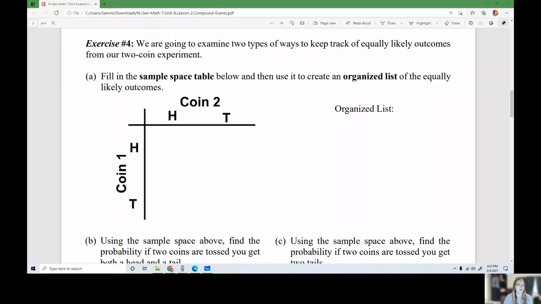Hey scholars, so let's get some more help with compound probability using tables and organized lists. One of the easiest ones we can do is flipping 2 coins and making a sample space table, and then we can look at how that looks in an organized list.